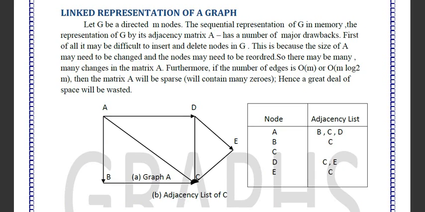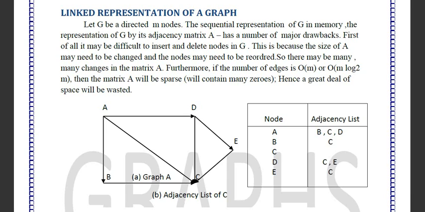Linked representation of a graph. Here we are connecting from A to C, D and B, and then from B we are connecting to C, and so on. By these nodes we can see that the main nodes are A to E. Here we have 5 nodes, and in the adjacency list we can see that A is connected with B, C and D. That is why the adjacency of A has B, C and D.